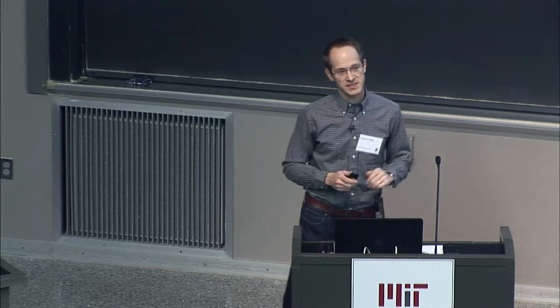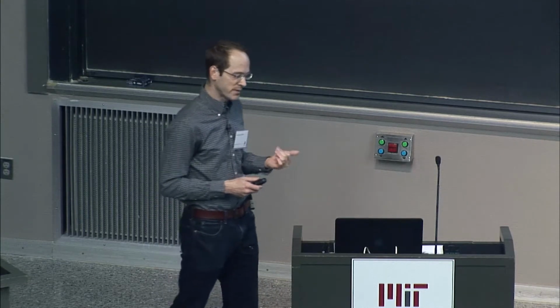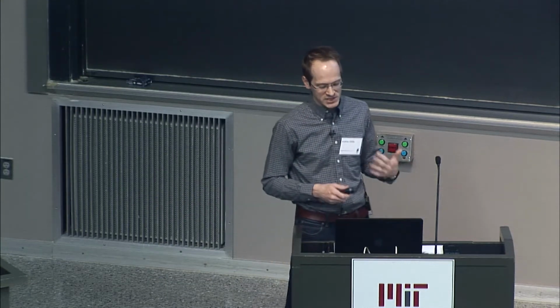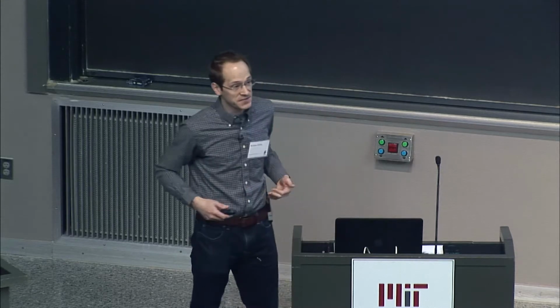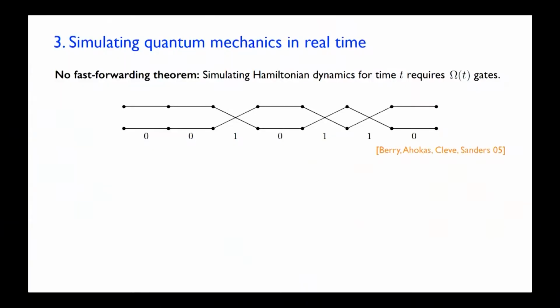OK. So now let's get back to the question of really trying to optimize the complexity. So maybe one question we could ask is how efficiently can we simulate the dynamics of a quantum system as a function of the time that we want to evolve for, this parameter t that I described before. So it turns out that you can't do any better than linear in t.